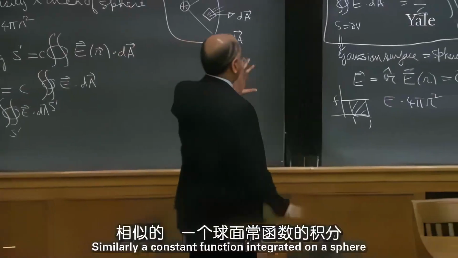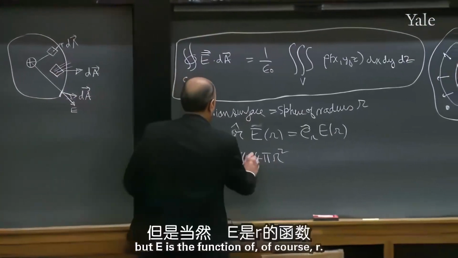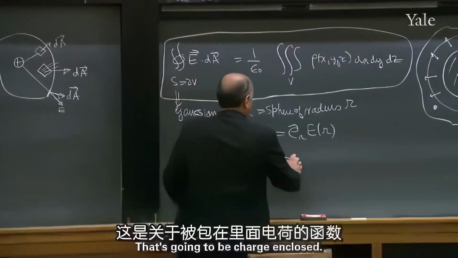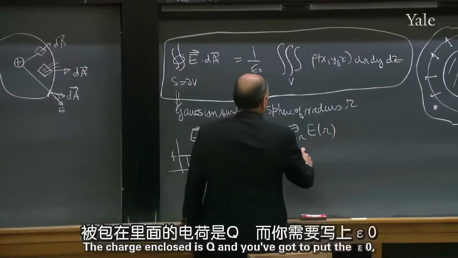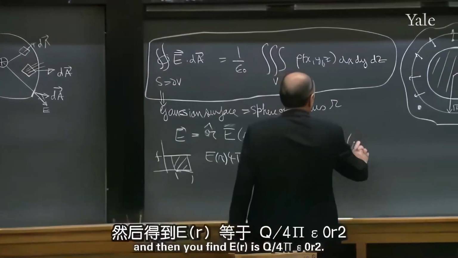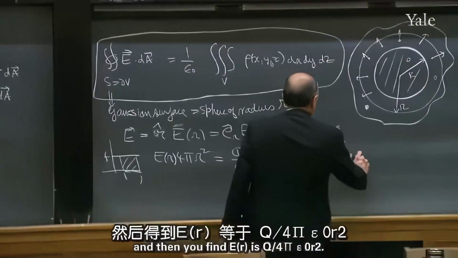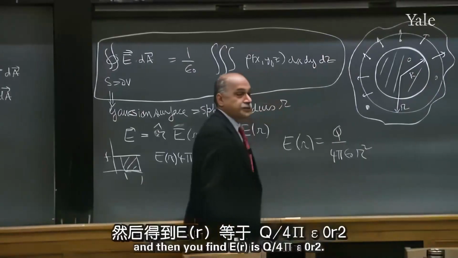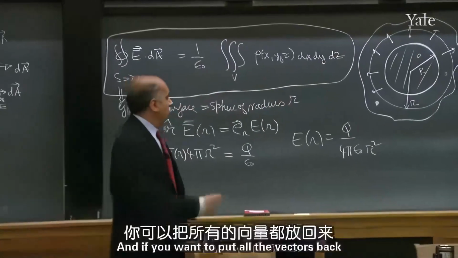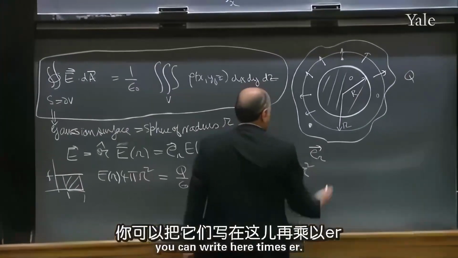Similarly, a constant function integrated on a sphere is the area times this, but E is a function of r, of course. That's going to be the charge enclosed. The charge enclosed is Q, and you've got to put the epsilon 0, and then you find E of r is Q over 4 pi epsilon 0 r squared. And if you want to put all the vectors back, you can write here times E sub r.